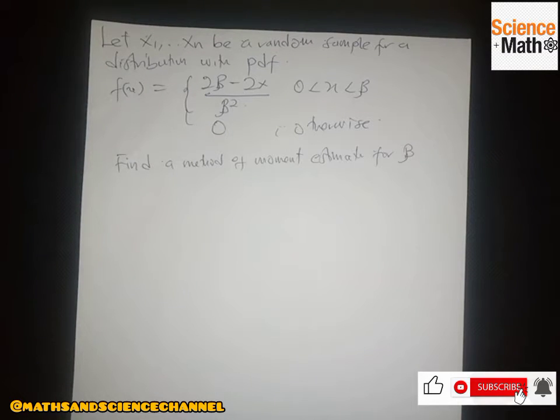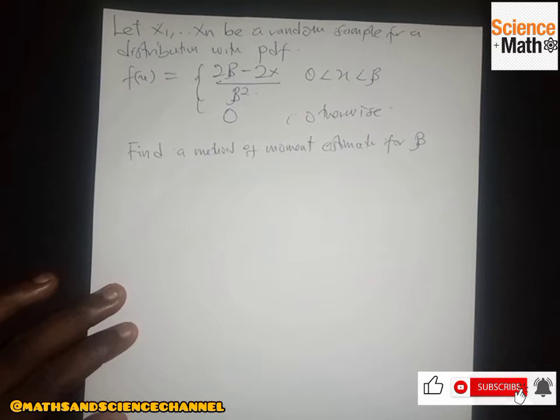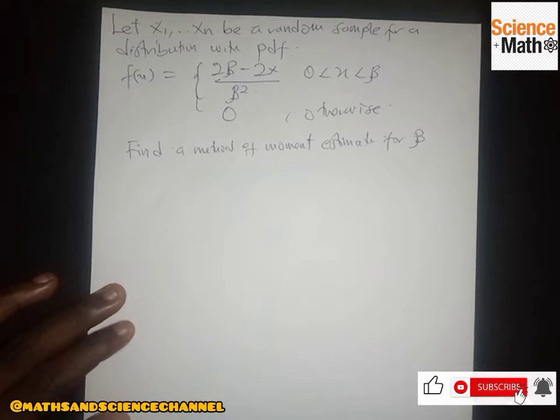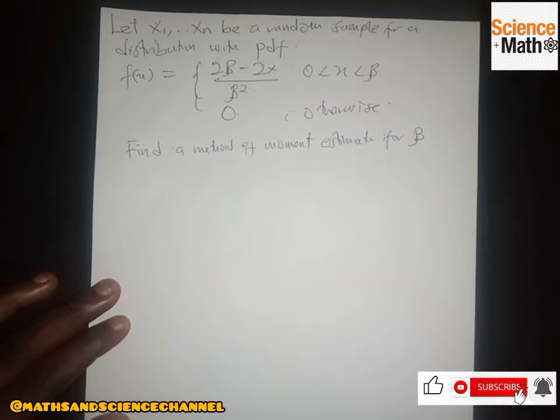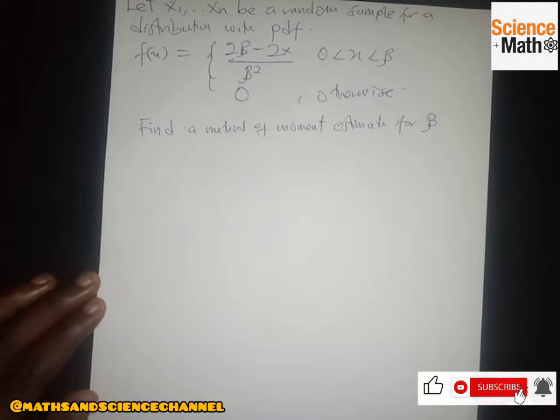Now we have the last set. This is another question on method of moments. The question says: let X1 all the way to Xn be a random sample from the distribution with PDF f(x) given by the piecewise function (2β − 2x)/β², with the condition that 0 < x < β. The question says we should find a method of moments estimator for β.